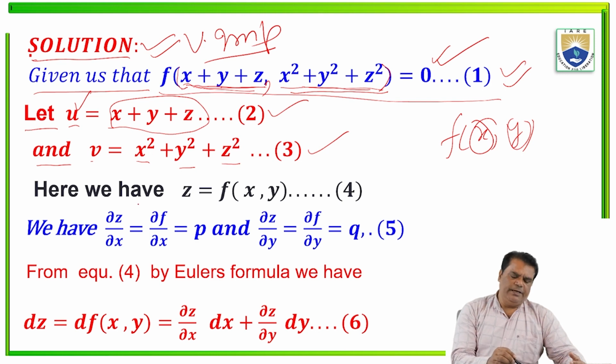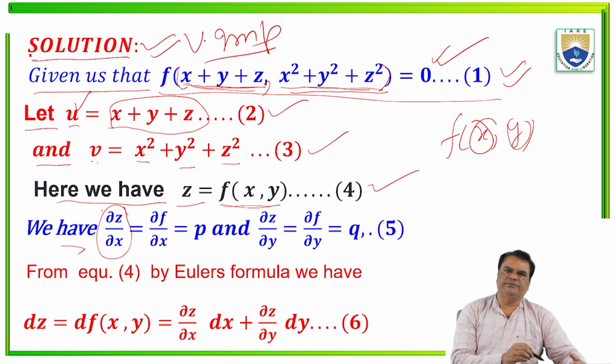After putting these values in equation 1, here we have z, which is a function of x and y. This is equation 4. We have the differentiation of z with respect to x, that is known as dou f over dou x. This is represented by p. And dou z over dou y, differentiation of z with respect to y, keeping x as a constant, means dou f over dou y. This is known as q. This is equation 5.